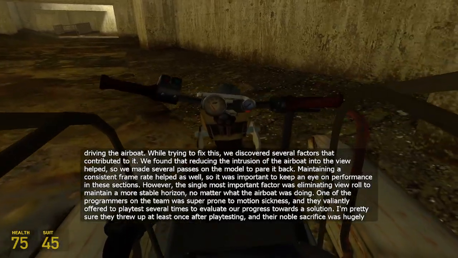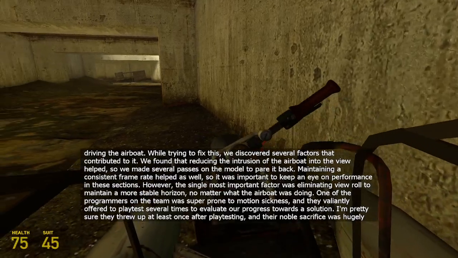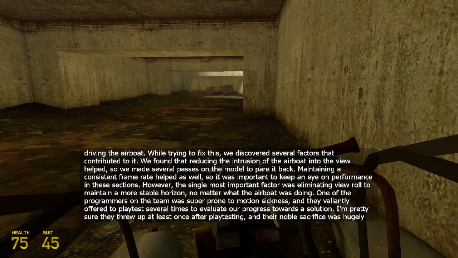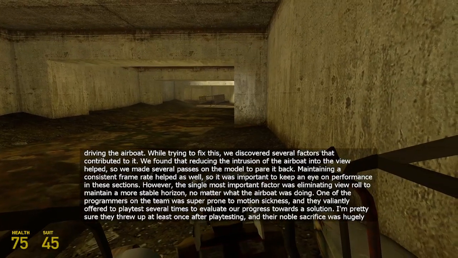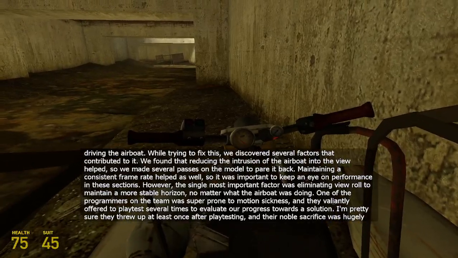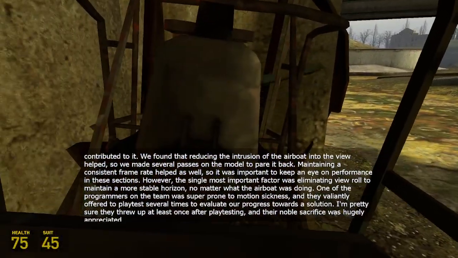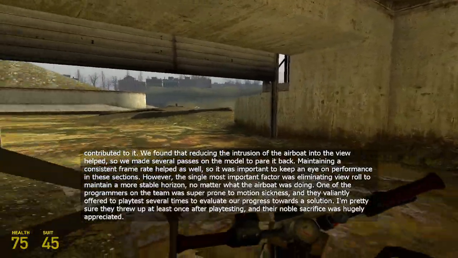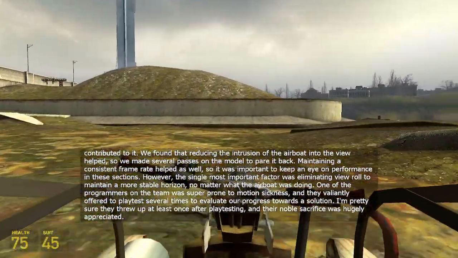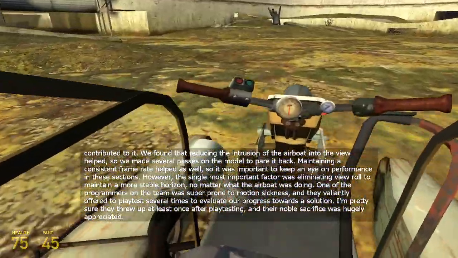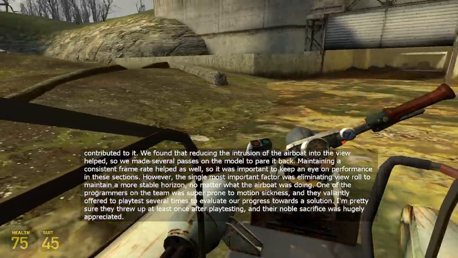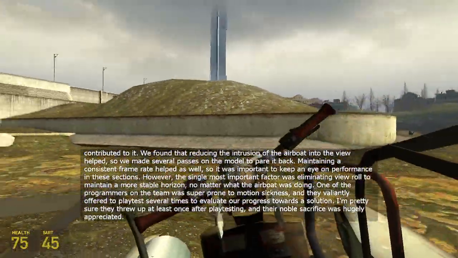Maintaining a consistent frame rate helped as well, so it was important to keep an eye on performance in these sections. However, the single most important factor was eliminating view roll to maintain a more stable horizon no matter what the airboat was doing. One of the programmers on the team was super prone to motion sickness, and they valiantly offered to playtest several times to test our progress towards a solution. I'm pretty sure they threw up at least once after playtesting, and their noble sacrifice was hugely appreciated.